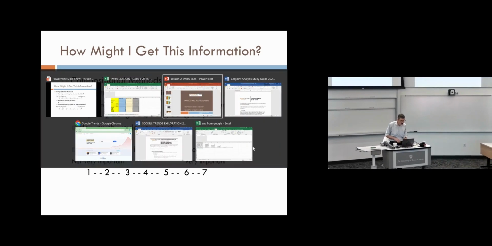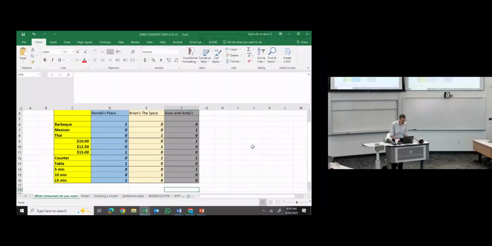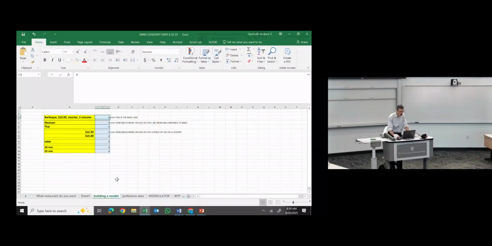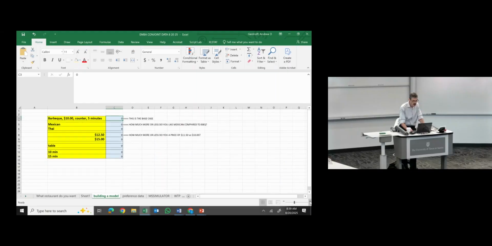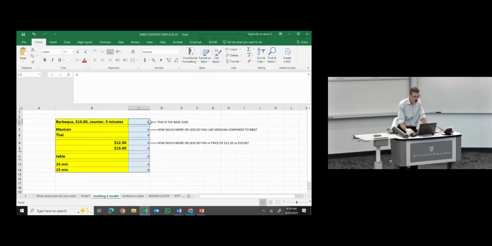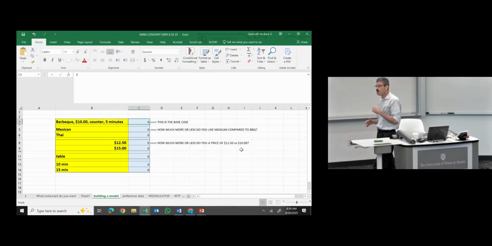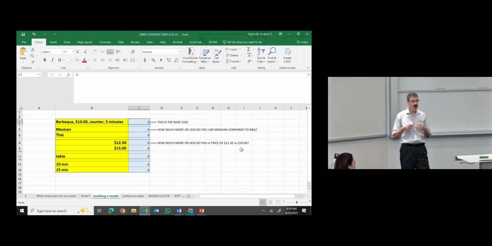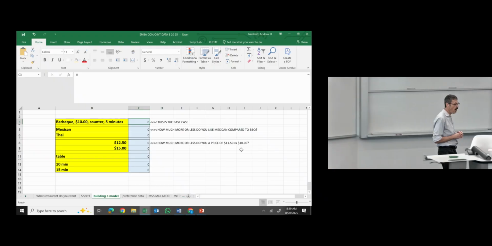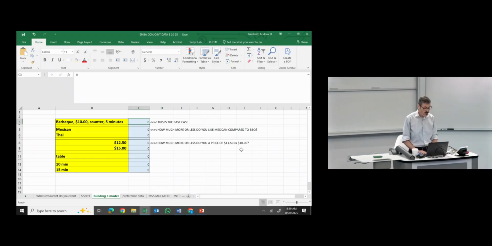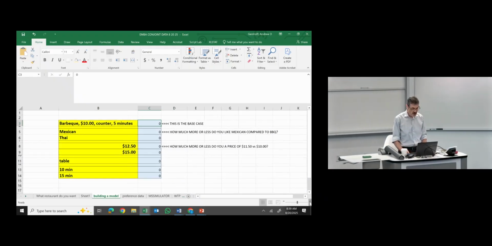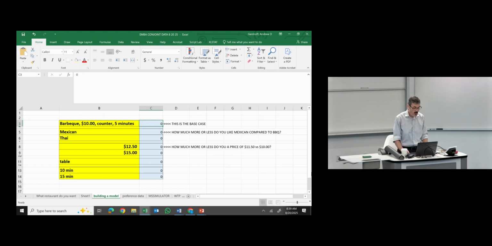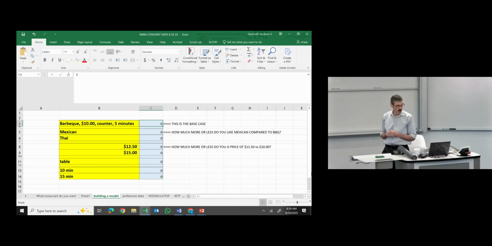And in fact, just for fun, let's do this, and we'll think about how this works. One way that I can do this is to ask about the levels of the attributes and the value that they place on them. So, Sebastian, if I were to offer you a barbecue restaurant that's $10, counter service, and it's 5 minutes away, how would you rate that restaurant on a scale of 1 to 9?